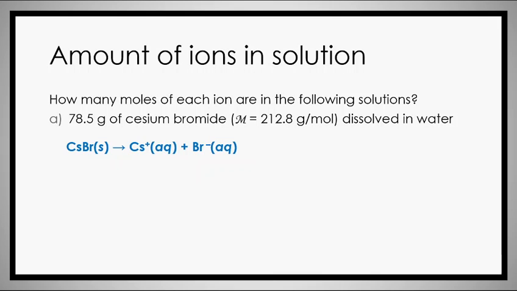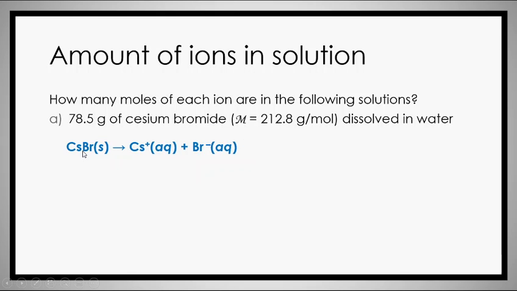So now we know that there is a 1-to-1-to-1 relationship between our cesium bromide, our cesium ions and our bromide ions. From there, using our dimensional analysis, we can convert from grams of cesium bromide into moles of cesium bromide using the molar mass.